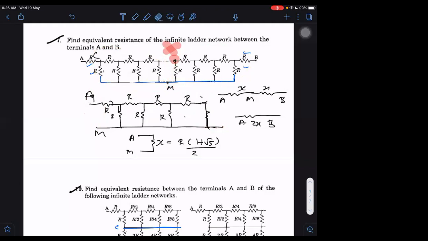Then the answer would be X and X in series, that is 2X. What is the answer given? R into 1 plus root 5 only, sir. Right, sir, R into 1 plus root 5. That is the answer. Okay. You got this point?